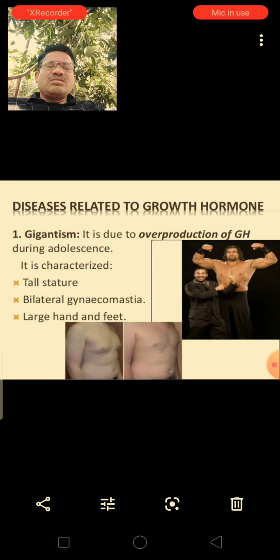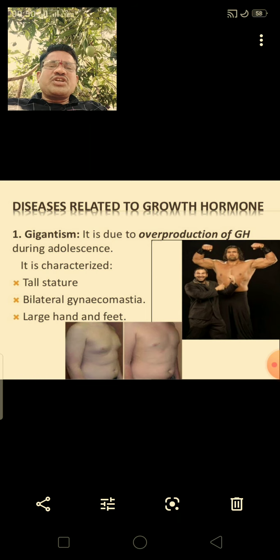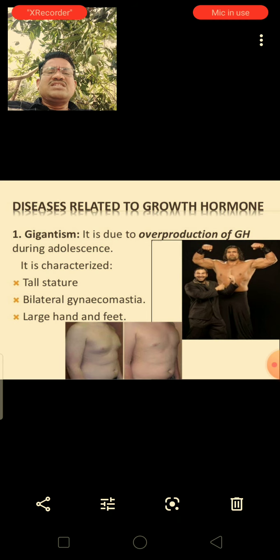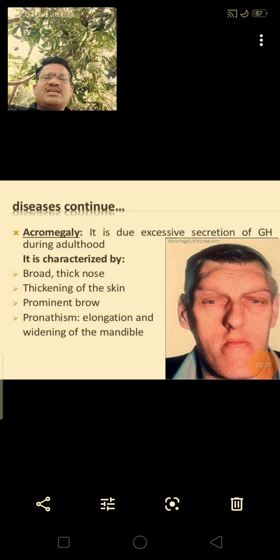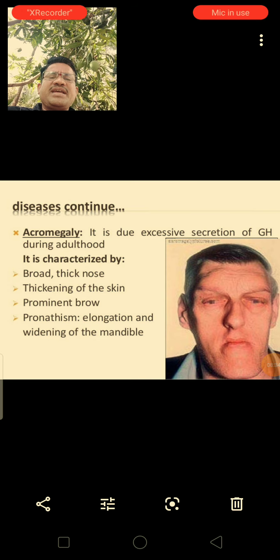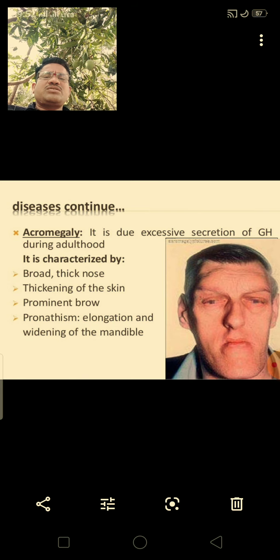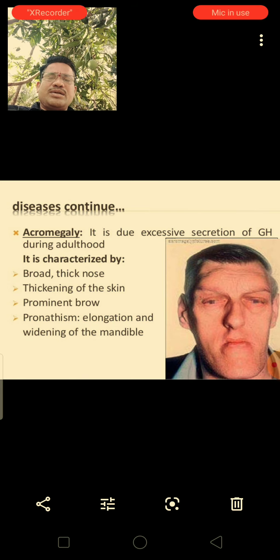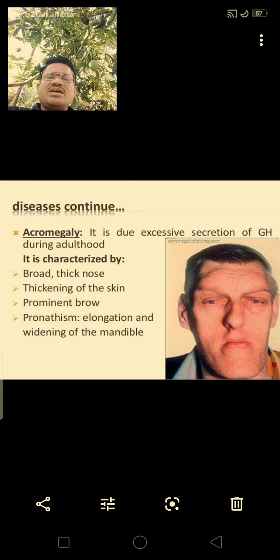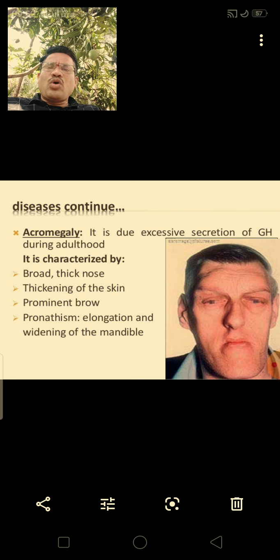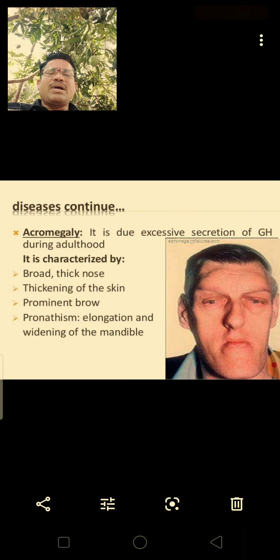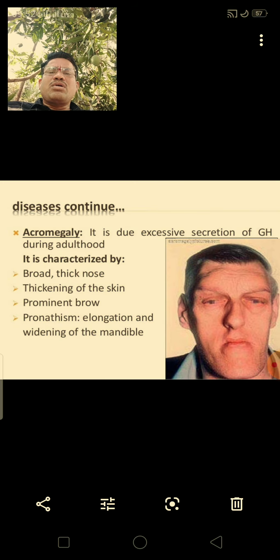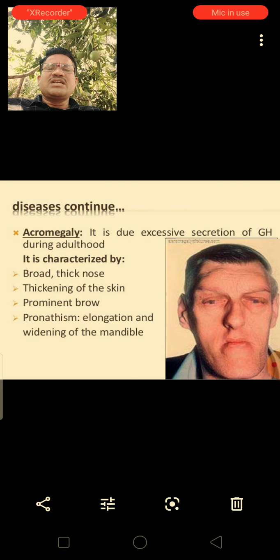So now you are seeing the picture of a huge, giant posture. Okay. So now acromegaly. Acromegaly means, mega means big. Acromegaly is due to excessive secretion of GH during adulthood. It is characterized by a broad, thick nose, thickening of the skin, prominent brow. Prognathism means elongation and widening of the mandible. Elongation of the mandible or long jaws are present in this disease.